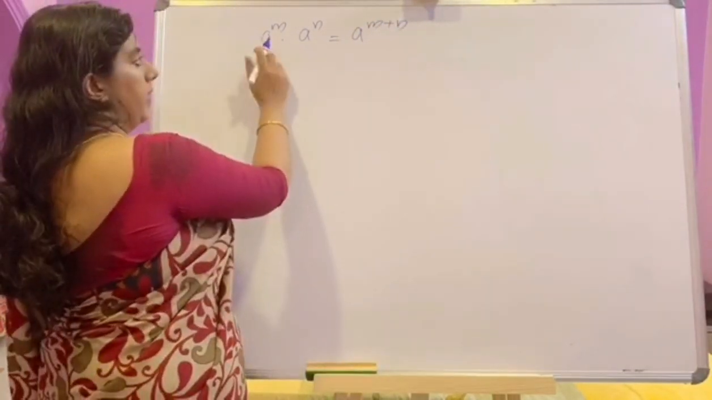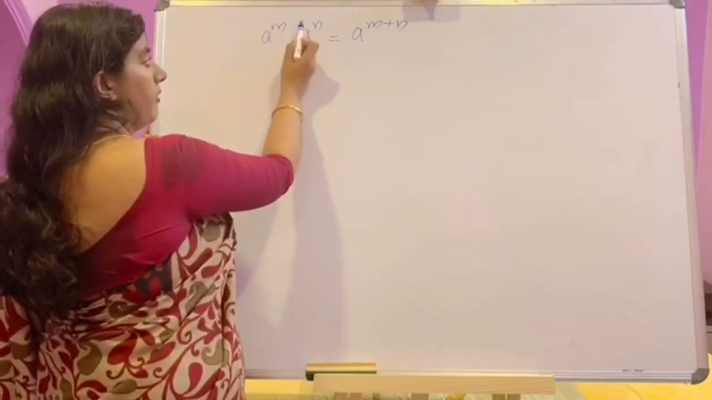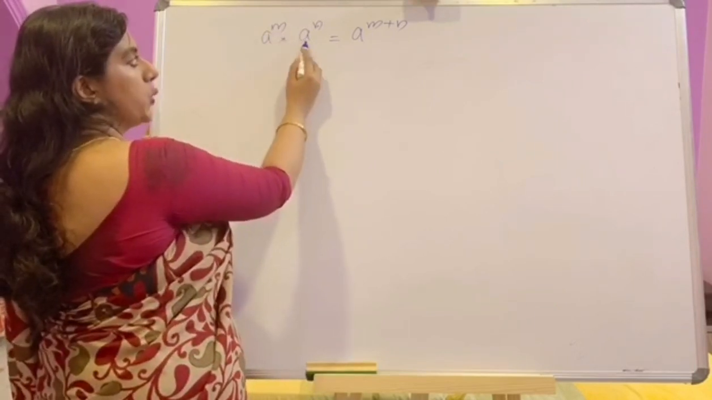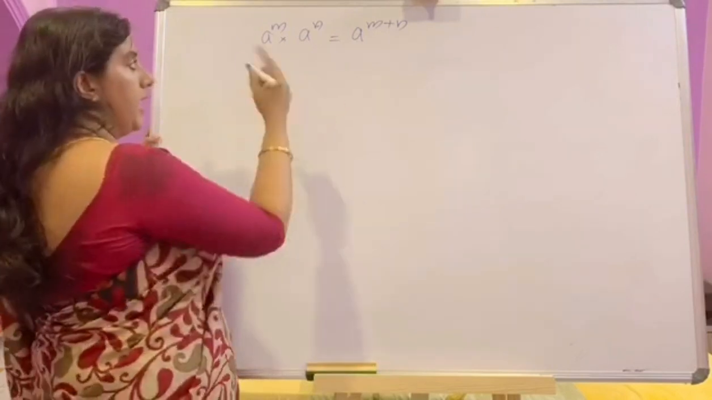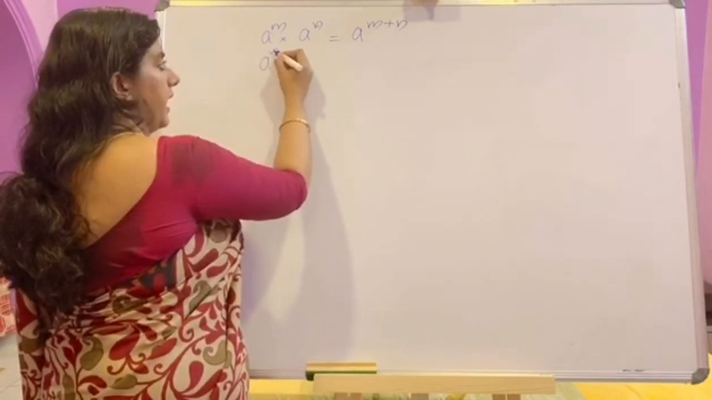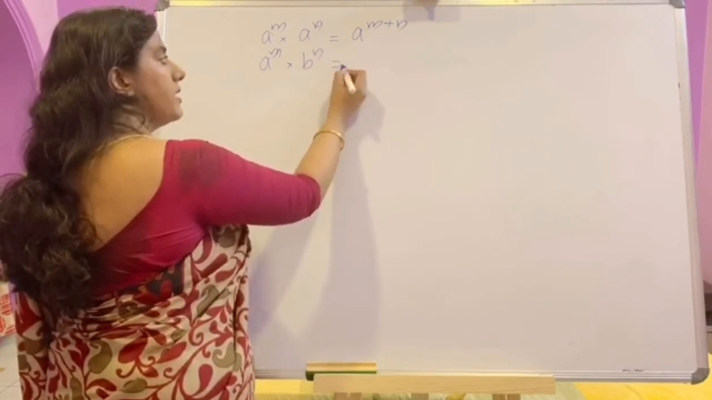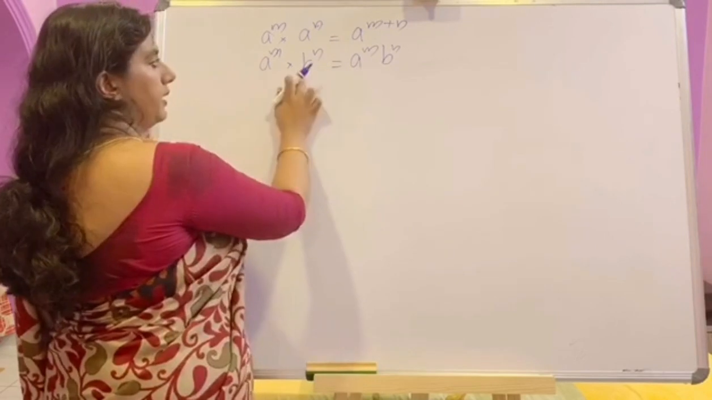That is, the base numbers should be the same, and if the powers are different, their product, that is a raised to m into a raised to n, gives the answer a raised to m plus n. Now, if it was a raised to m into b raised to n, then the answer is simply a raised to m, b raised to n. We can't multiply these two numbers.